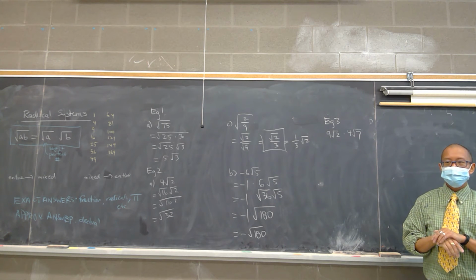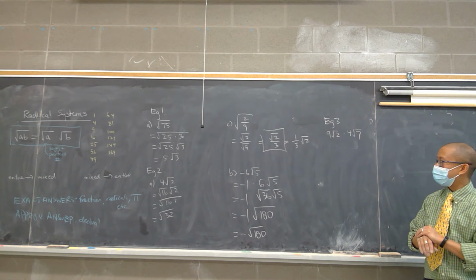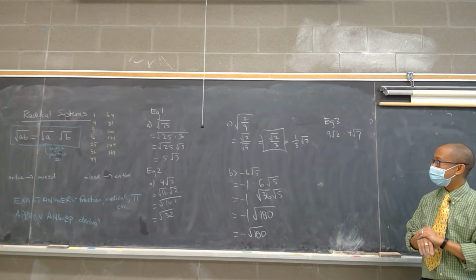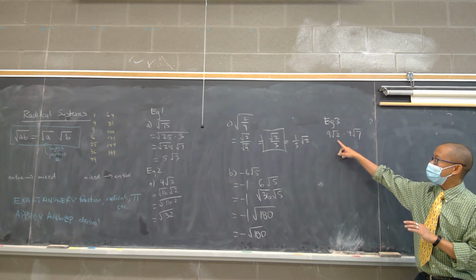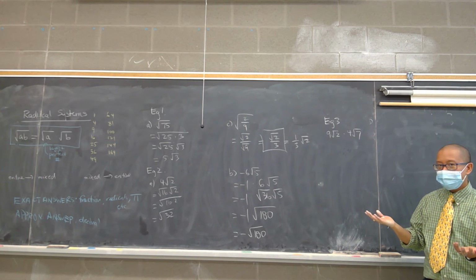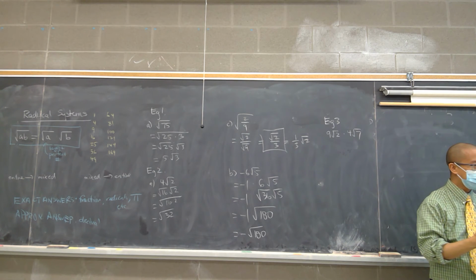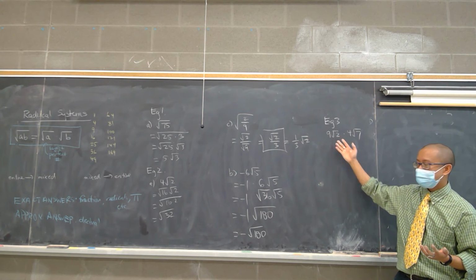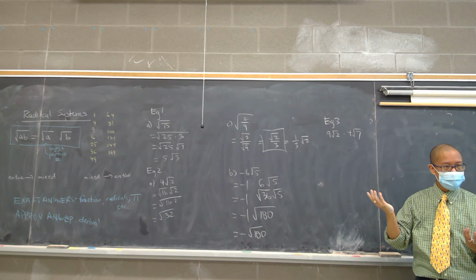Anyways, example 3. This is probably our last example before I stop the video and answer any questions, because I want to talk about stuff and move on. This is 9 root 2 times 4 root 7. So how would I do this? Again, some students would say, well, Mr. Chen, don't I change it to entire radical? And the answer is no.